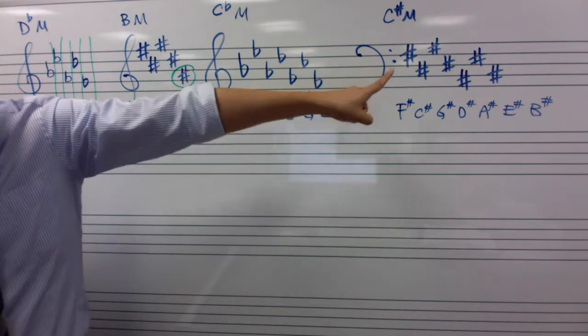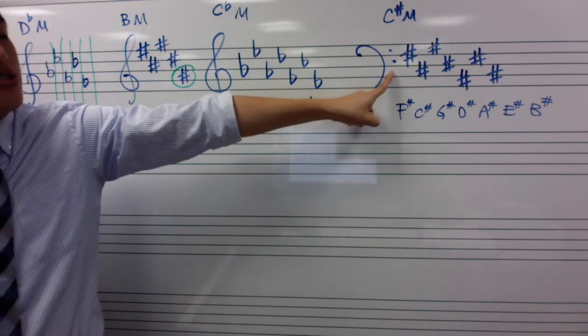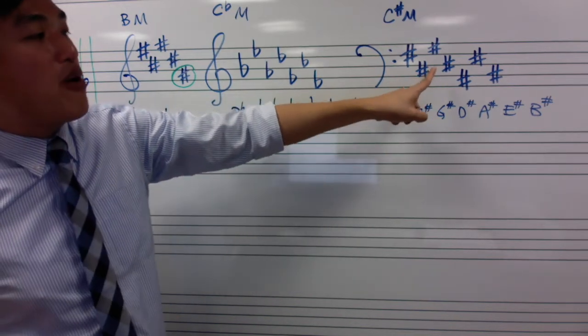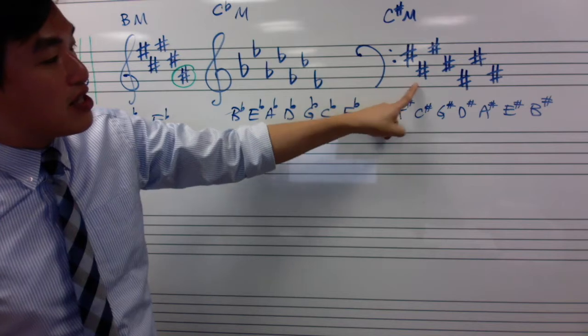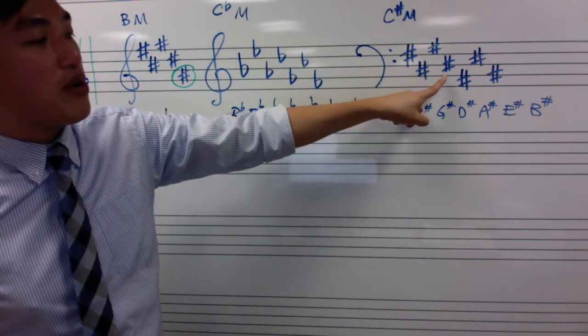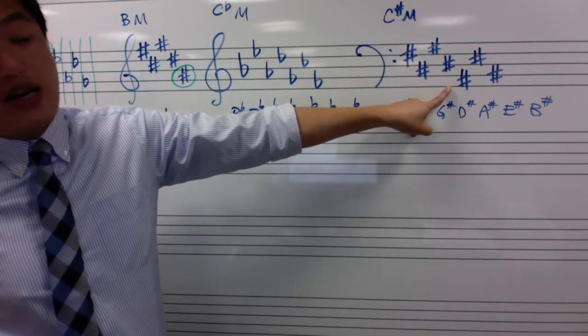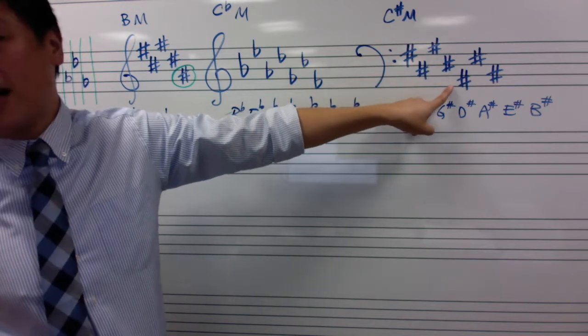Also note that the pattern here for the sharps breaks the pattern of going up and down. So it goes down to the E sharp, and down to the C sharp, and it goes up to the G sharp and so forth. Starting here, it keeps going down. Why do you think that is?